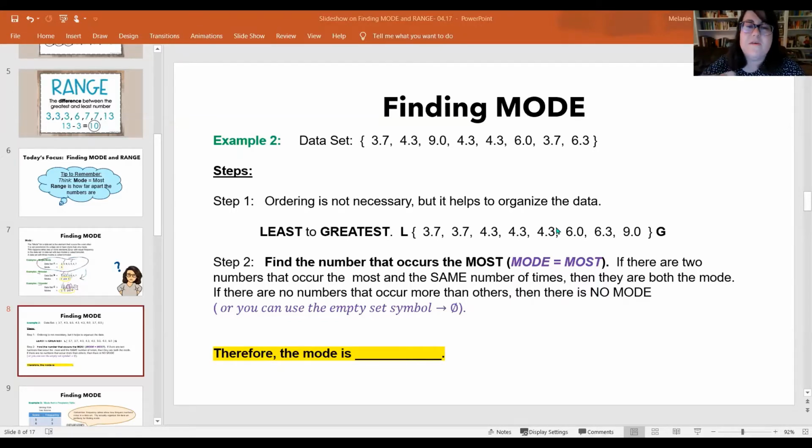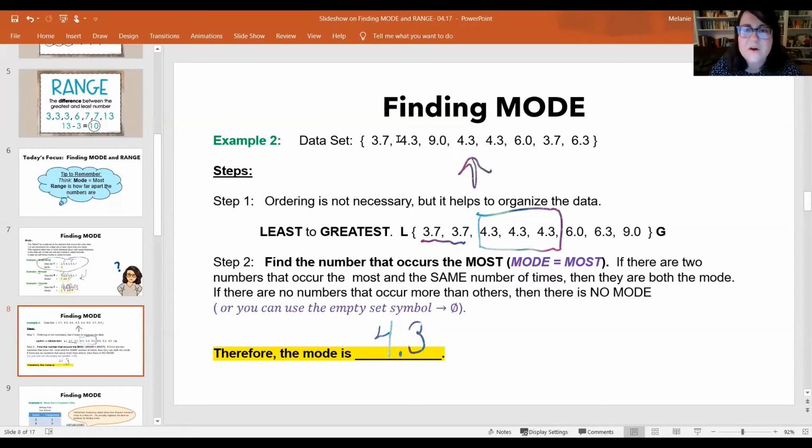If I put them in order from least to greatest, I can easily see that there are 2 3.7s and that there are 3 4.3s. And so right off the bat, I don't have my eyes playing tricks on me or anything like that. I know that the mode is 4.3, done. That's your answer.